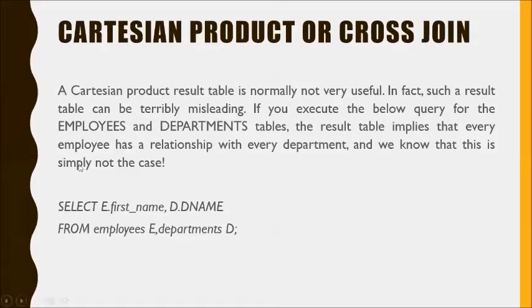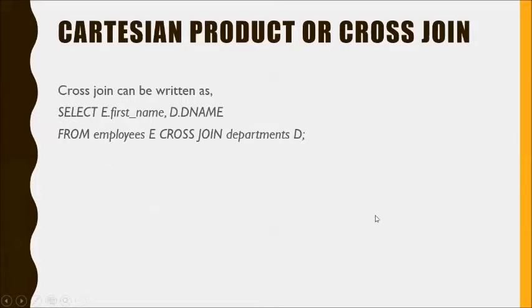So we have select E.first_name, D.D_name from employees E and departments D. So cross join can be written as select E.first_name, D.D_name from employees E cross join departments D.